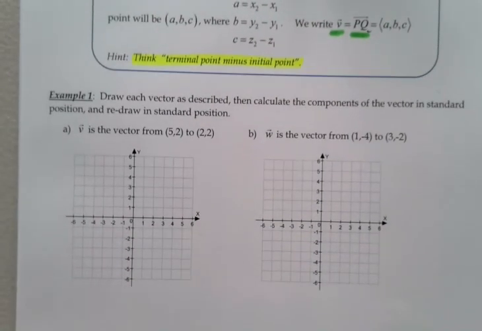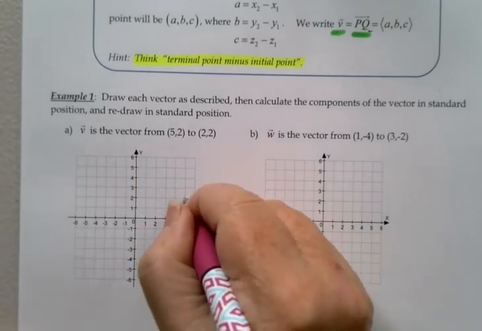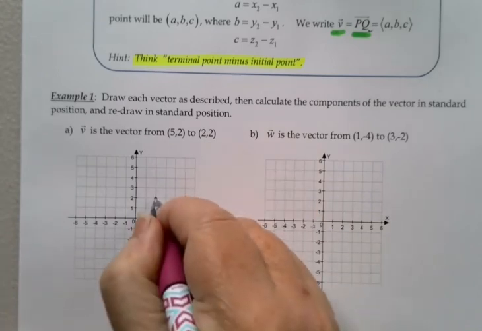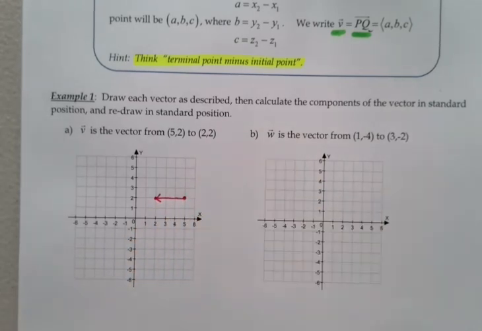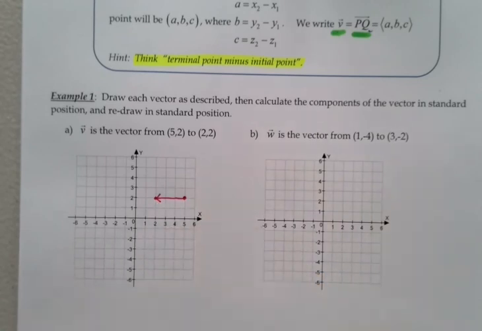All right, so a couple of examples for finding standard notation, or sort of standard position rather. We're going to draw each vector the way it's described, and then we'll calculate the components in standard position and redraw. So V is the vector from 5, 2 to 2, 2. So there is the original vector. From 5, 2 is our initial point, 2, 2 is our terminal point.